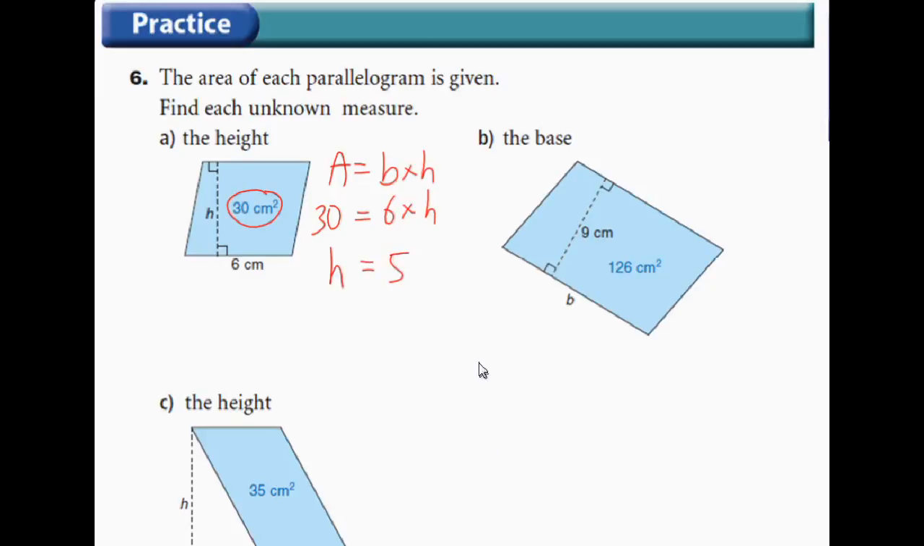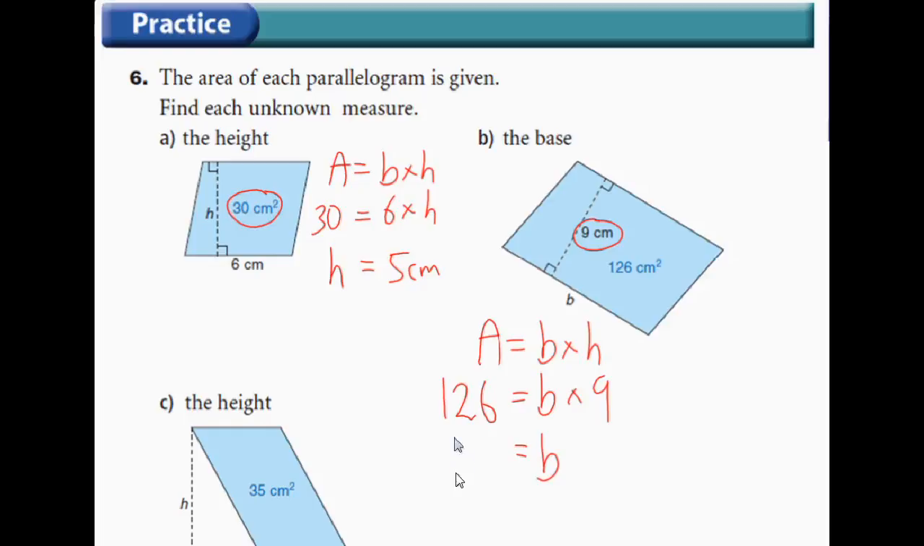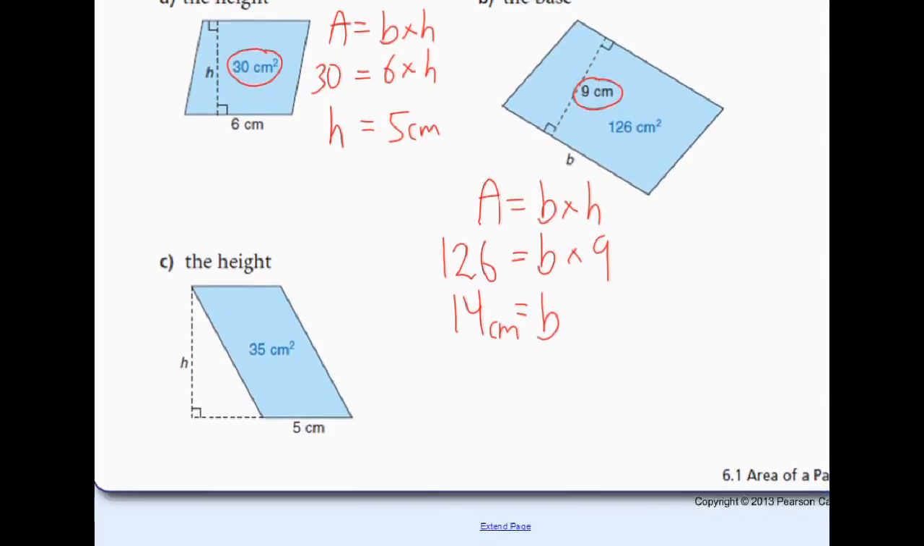Let's look at b. So area equals base times height. Our area is 126. I should have written 5 centimeters there. In this case, we don't know the base, so it's base times a height, which is 9. So some number times 9 is 126. So I'm going to get out my calculator, because I can't deal with such big numbers. I'm going to say 126 divided by 9, and I'm going to find out that my base, therefore, would be 14 centimeters.